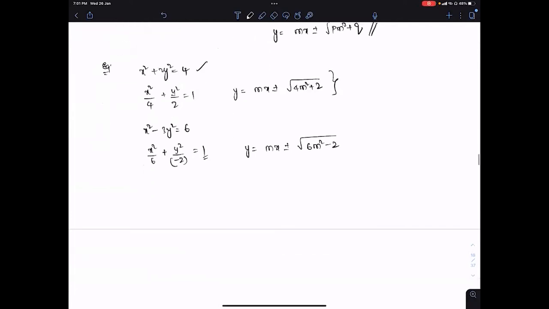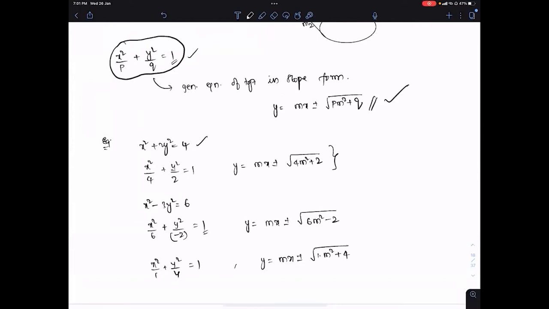Okay. See, x square by 1 plus y square by 4, even for a vertical ellipse also. y equals mx plus or minus, what is p? p is under x square, that is 1 into m square, pm square plus q, which is 4. Okay. So this is the general equation of tangent in slope form for a curve which is of this form, x square by p plus y square by q equals 1.